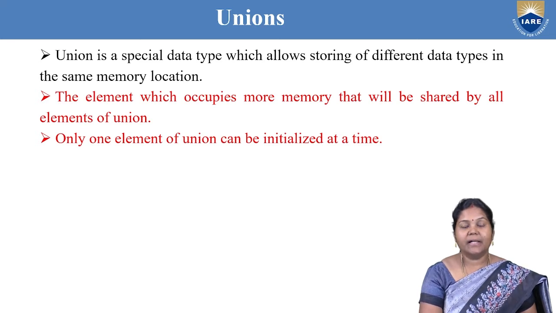So, a union may contain a number of members. Out of that, any member which requires the highest memory, that much memory will be allocated and that has to be shared by all the members of the union. Now, only one element in the union can be initialized at a time.